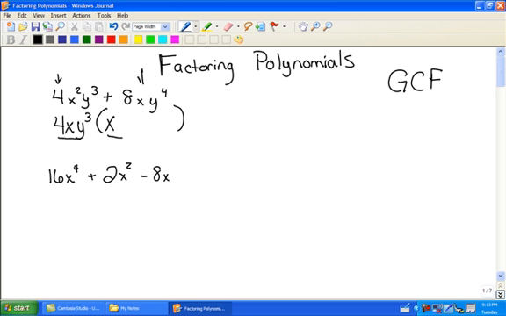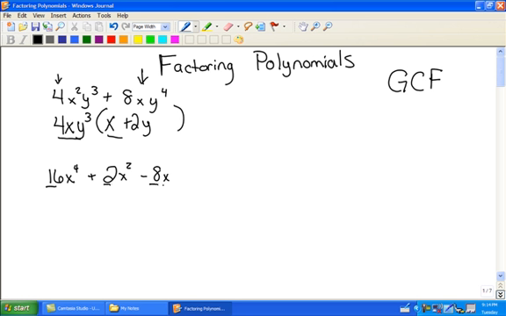Looking at our second term, we already have a 4, so we're going to need a positive 2 to get the positive 8. We already have the x's. The common factor is y cubed, and we need a y to the fourth, so we're going to have to put a y. Looking at that with one more example, first of all, look at your numbers.